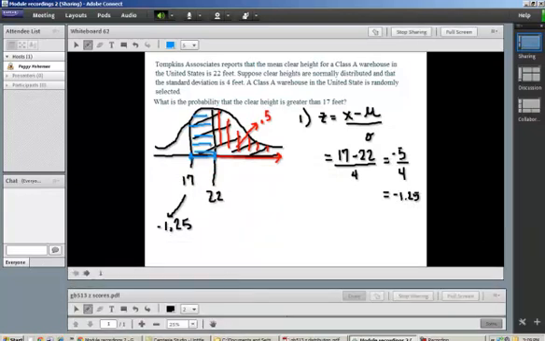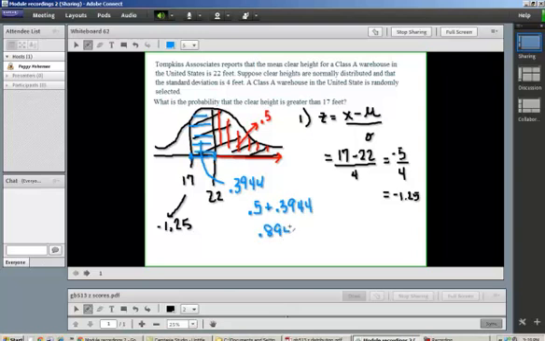That means that from here to here is 0.3944. So we're actually going to take those two values, 0.5, and add it to the 0.3944 to end up with 0.8944. That is then the probability that you will have a clear height that is greater than 17 feet.